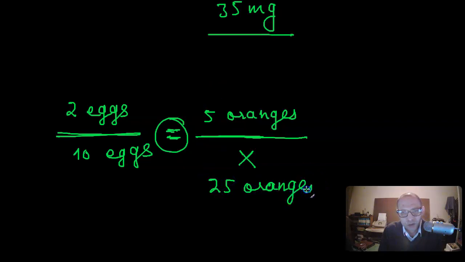So this is called a proportion. Two eggs to 10 eggs is of course proportional to five oranges to 25 oranges. Because if you take this 2 and multiply it by 5, you'll get a 10. If you take this 5 multiplied by 5, you'll get a 25. So these are proportionate.